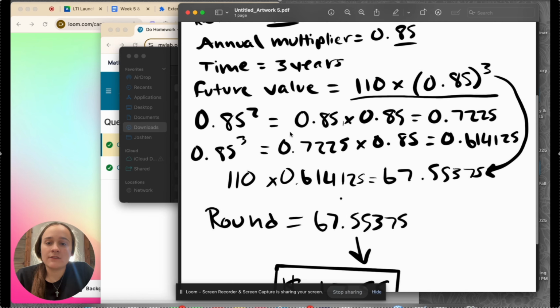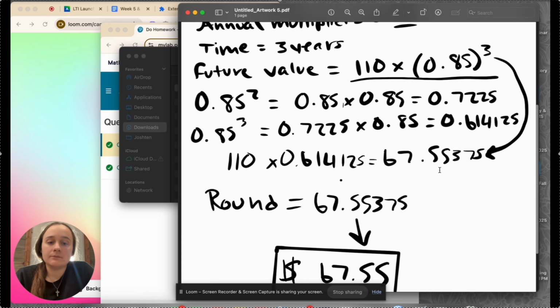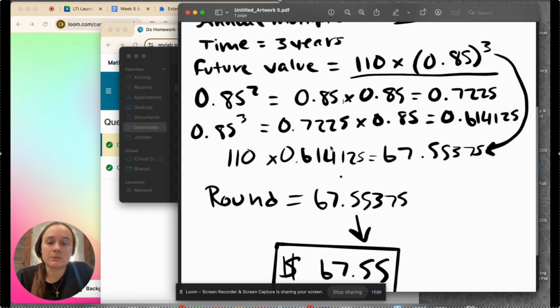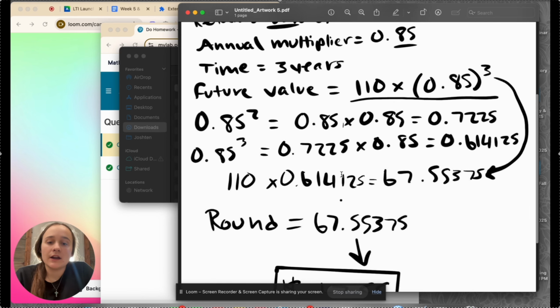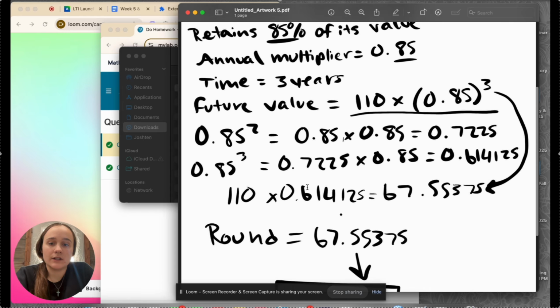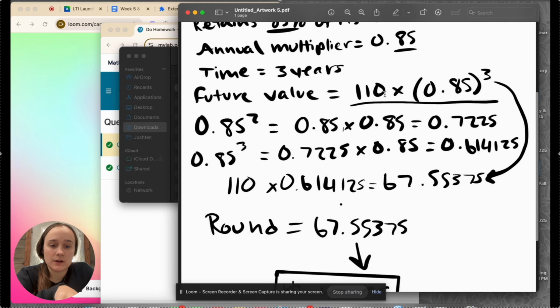So 0.85 to the second power would be 0.7225, and then 0.85 to the third power would be 0.7225 times 0.85, and that would be 0.614125. So then you would multiply 110 by the 0.614125, and you would multiply that by 110 because you would want to do your formula like this right here.